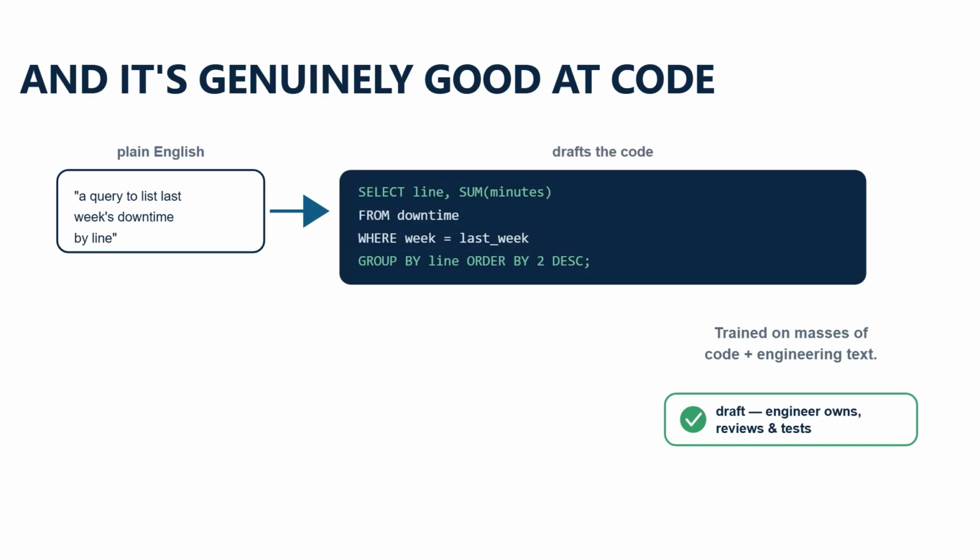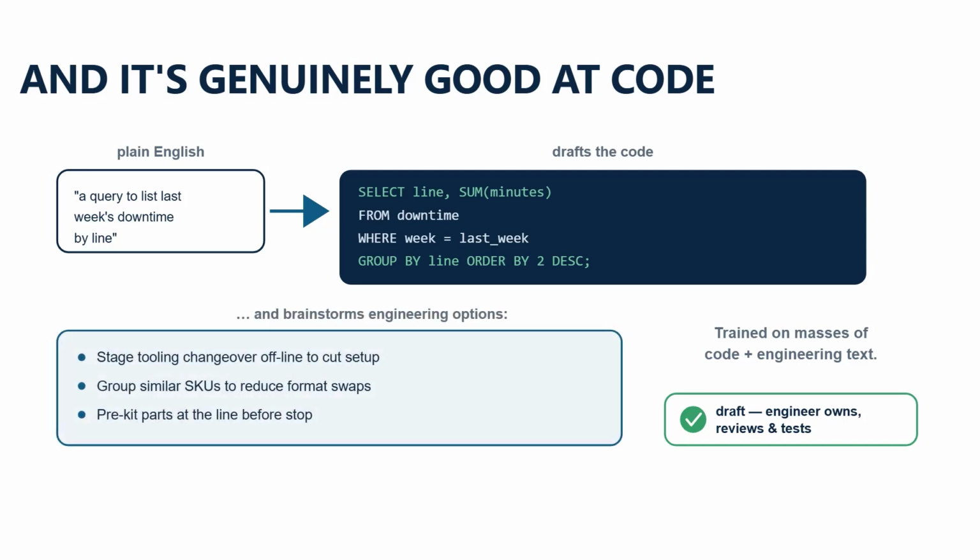It drafts queries and scripts, and it is a sounding board for talking through a changeover problem and brainstorming options to react to. Same rules as everything else, though. It drafts and the engineer reviews and tests, and it never writes control logic that runs a line on its own. And this part matters. The engineer who owns the solution still owns the code and stays accountable for what goes live. So that is the honest good news.